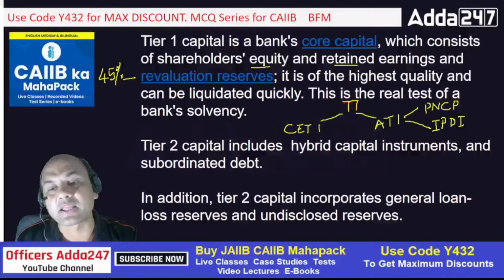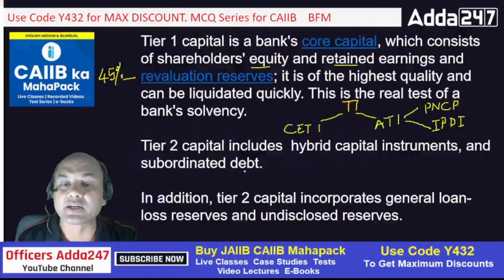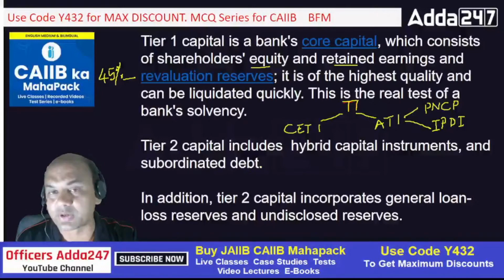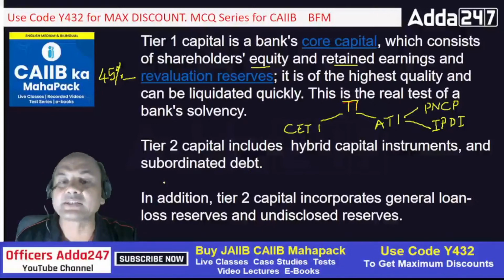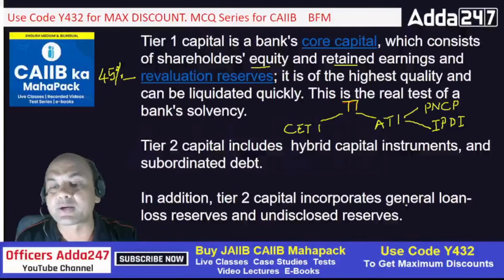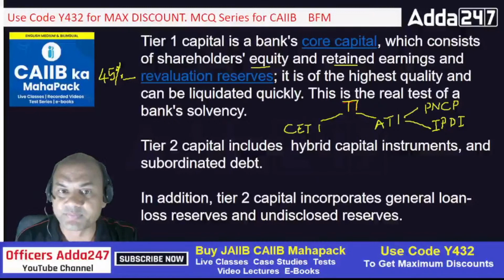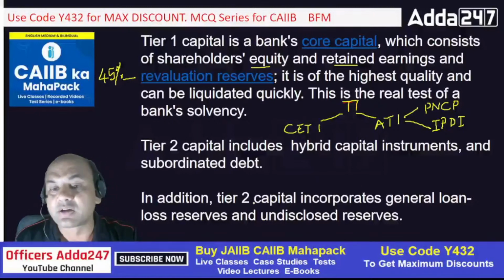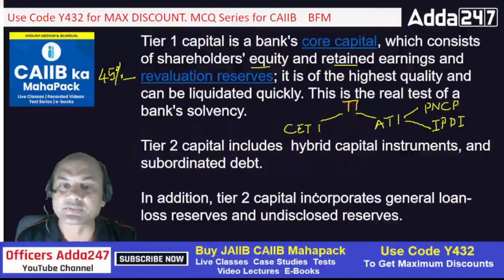Okay. Tier 2. Tier 2 includes hybrid capital instruments and subordinated debt. So this is the part of tier 2. Okay, hybrid capital and subordinated debts. In addition, tier 2 capital incorporates general loan loss reserves and undisclosed reserves. So this will include general loan loss reserves and undisclosed reserves as well. Okay.